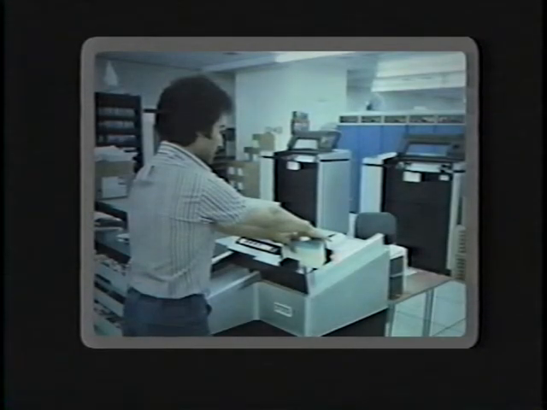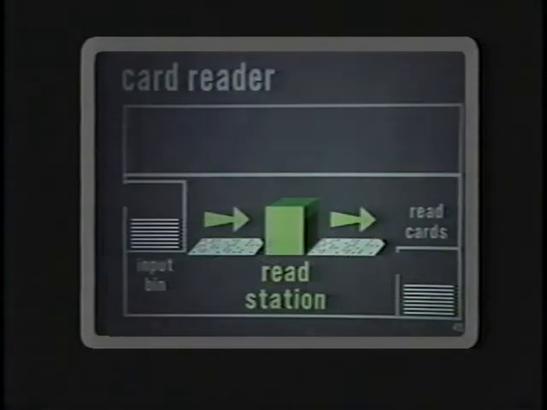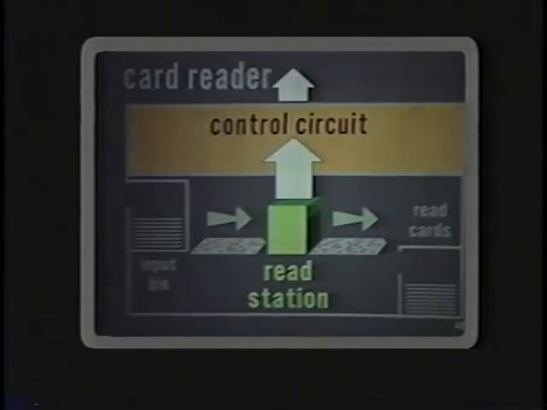When these cards are input to a computer, they're placed into the input bin of a card reader. The drive mechanism in the card reader transports the cards one by one and moves them through a read station, where the control circuit converts the punched code on the cards into the binary signals that are sent to the mainframe.